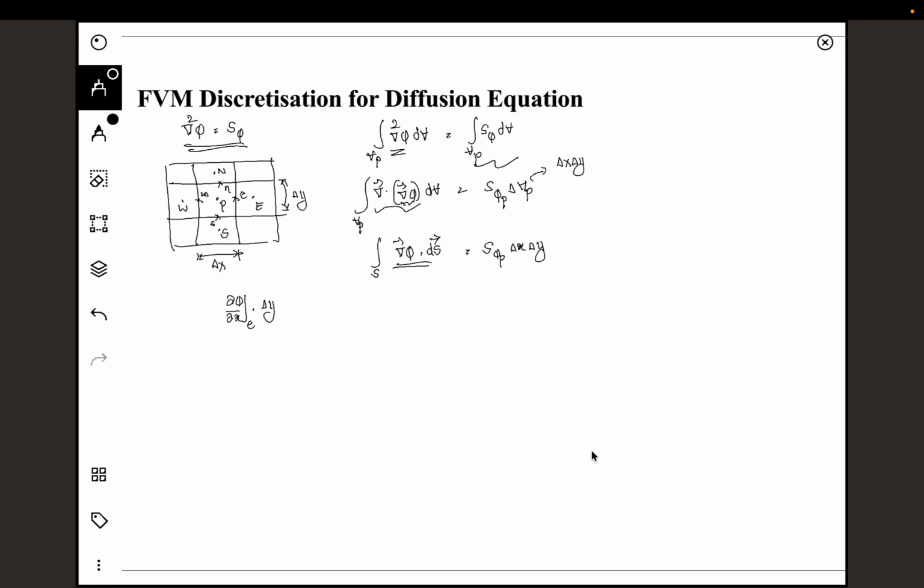So I have delta y. Now on the north face, I'll have similarly del phi del y. The area is delta x. On the west face, the area is along the negative direction, so I'll have a minus del phi del x. And similarly on the south face, I'll have minus del phi del y.